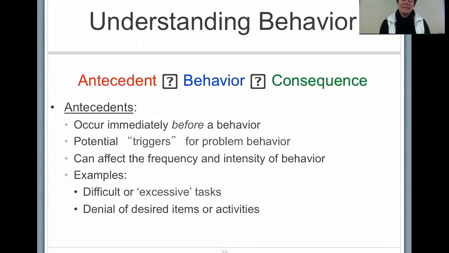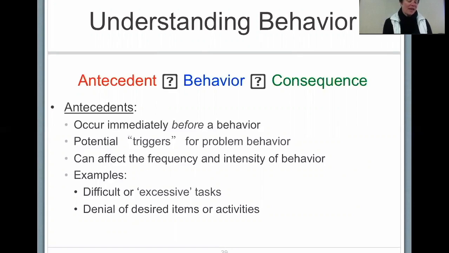This slide provides a visual to demonstrate the relationship antecedents and consequences have with behavior. You can see that antecedents occur immediately before a behavior and can set off or trigger problem behavior. Some examples of antecedents to problem behavior might be demands in the form of instructions. You ask your child to get dressed or to sit down and they fly into a tantrum.